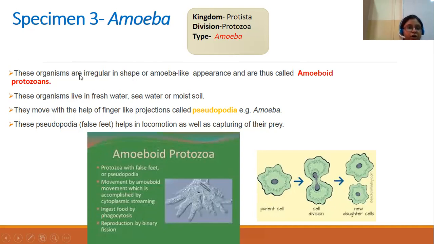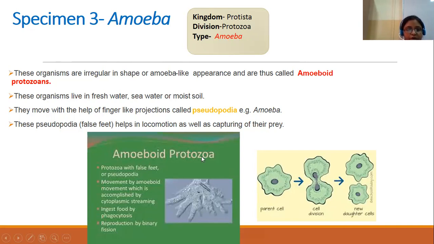Fine. And the division is the protozoa. That's why they are called protozoans. Commonly, all the members of this division are called protozoans. The type is the amoeba, that is the Amoeba proteus. Here you can see the Amoeba proteus. Now, let's start with amoeba.